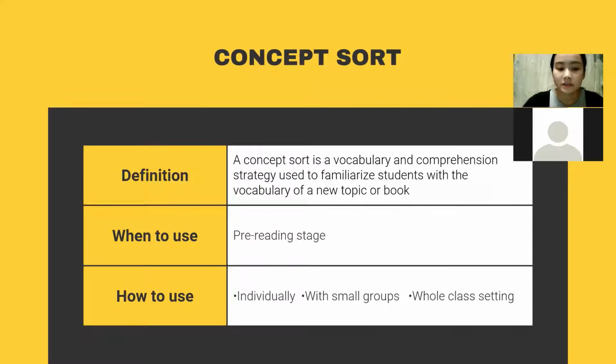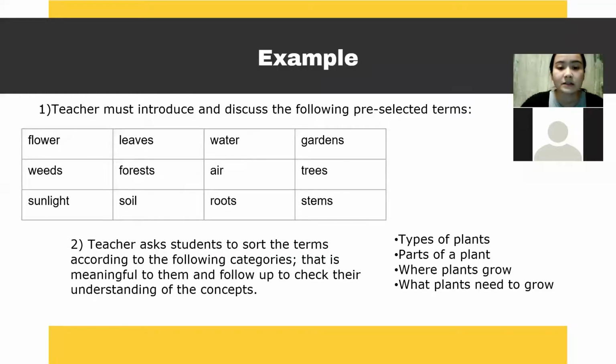Let's talk about concept sort. Concept sort is another kind of strategy, and the definition of concept sort is a vocabulary and comprehension strategy used to familiarize students with the vocabulary of a new topic or book. When we use this strategy, we use it in a pre-reading stage, and we use it individually, with small groups, and in a whole class setting. This is an example of concept sort.